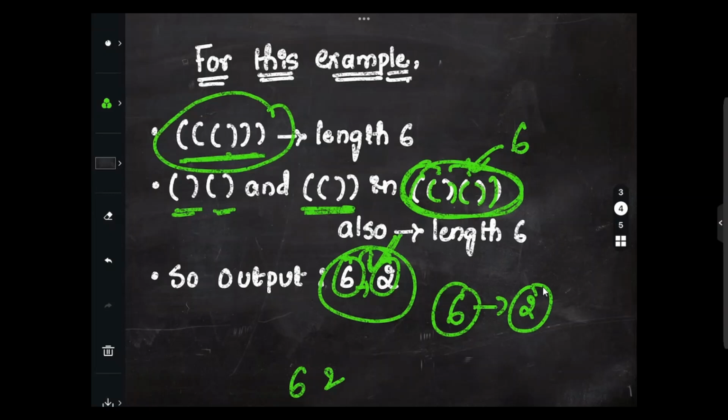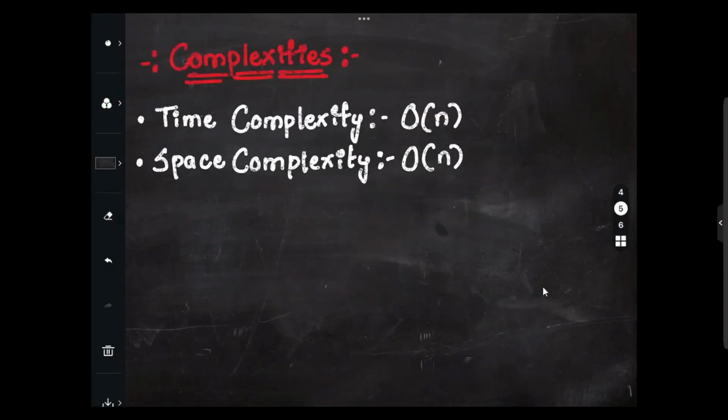As we are completely familiar with the approach, let's discuss the complexities quickly. What's the time complexity? The time complexity would quite obviously be O(n). Why? Because each character will be processed exactly once using the stack, either by a push or a pop operation.